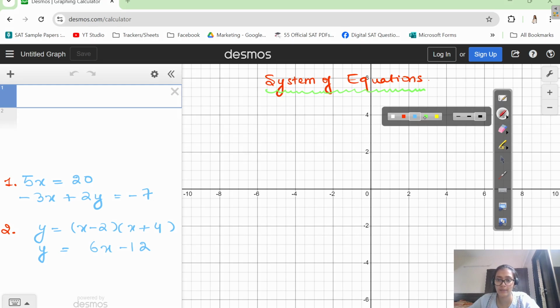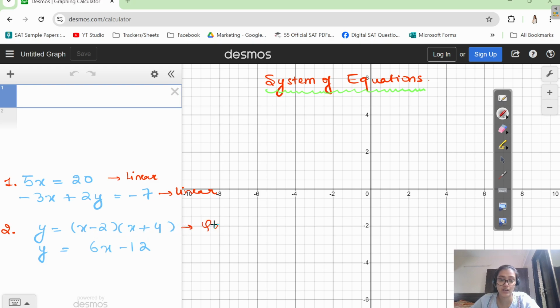Now I have taken two examples here, example number 1, example number 2. Both of them are systems of equations. In the first one, both equations are linear equations: 5x equals 20, which is a linear equation, and then negative 3x plus 2y equals negative 7, which is again a linear equation. And in the second example, the first equation is y equals (x minus 2) times (x plus 4), which is a quadratic equation, and the second one is a linear equation.